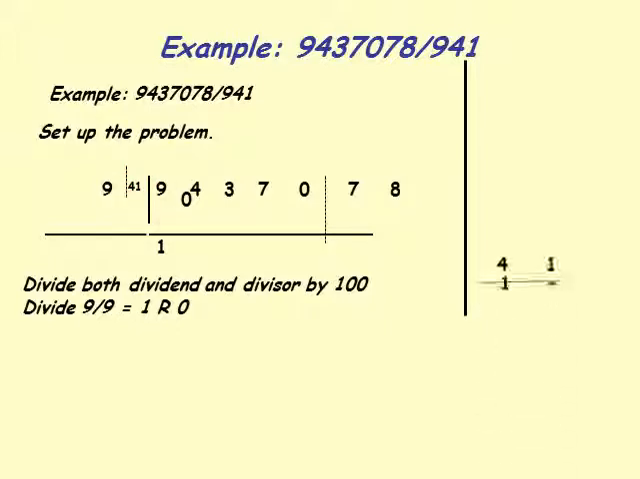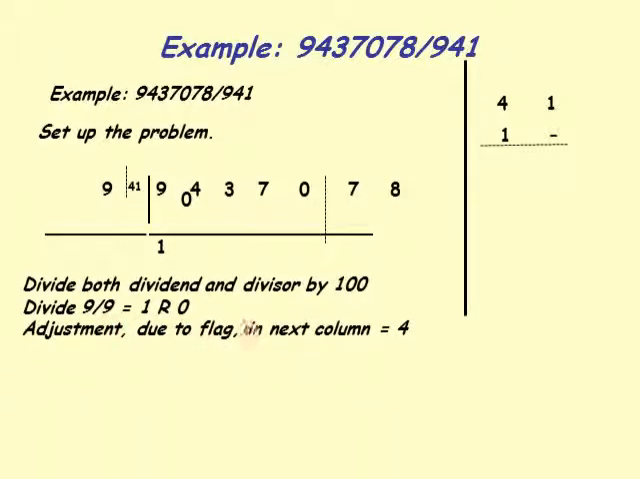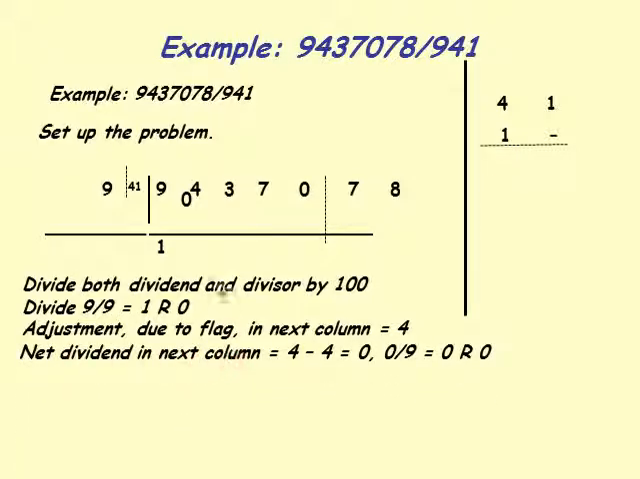Okay, the flag digits are 4 and 1, and there is only one digit in the quotient so far. So the adjustment would be negative 4 times 1. We would be subtracting 4 times 1, which is 4, from the next dividend position. The adjustment due to the flag in the next column is 4, which is 4 times 1. Now the next dividend in the next column: there's a 4 in the dividend position here, minus 4 from the adjustment position, which is 0.